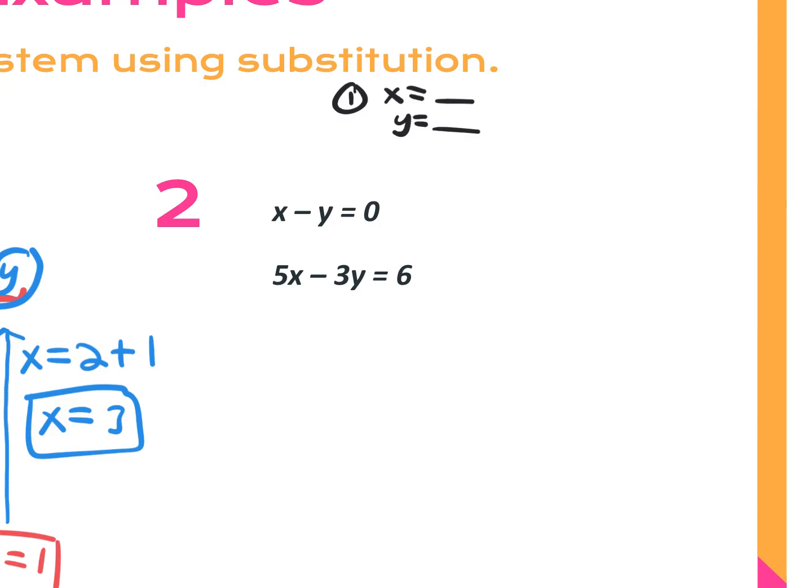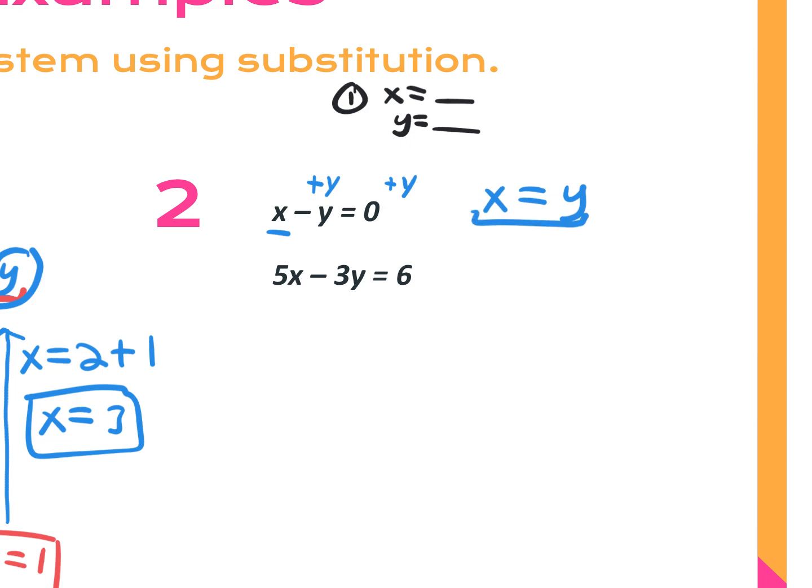So let's say I want to get the x by itself. How would I do that? Yeah, right? Add the y to both sides, right? So then we get x equals y. All right, so I just changed the first equation.